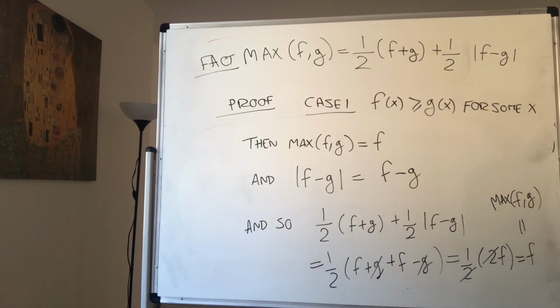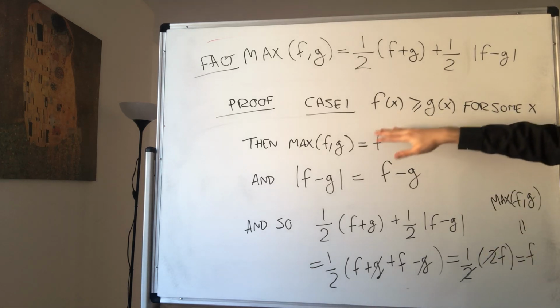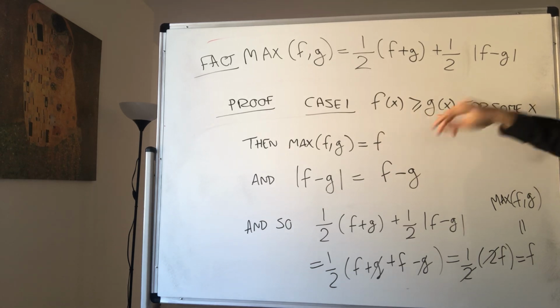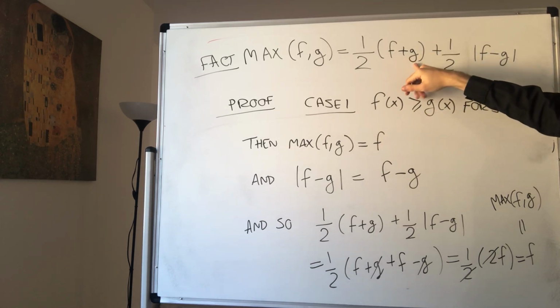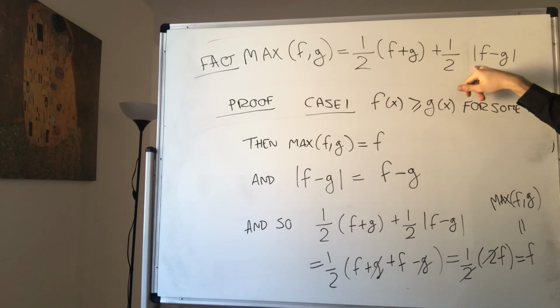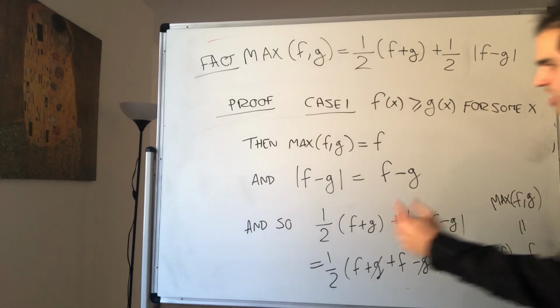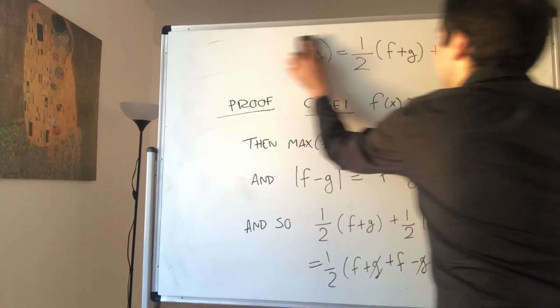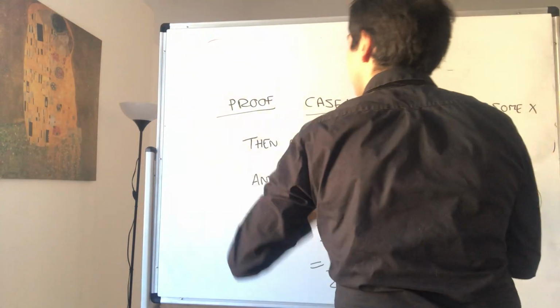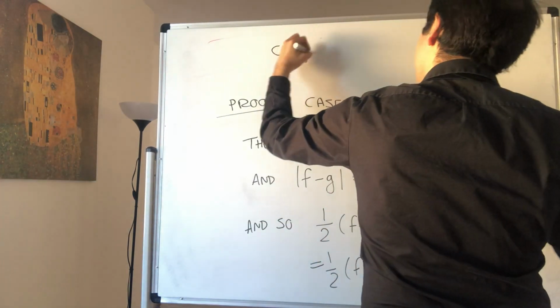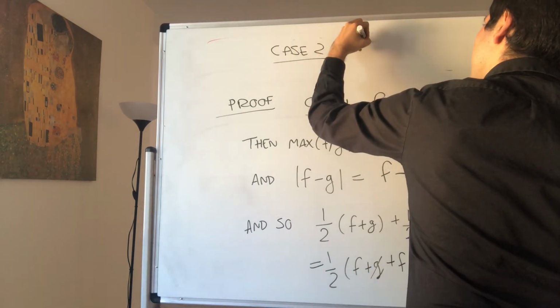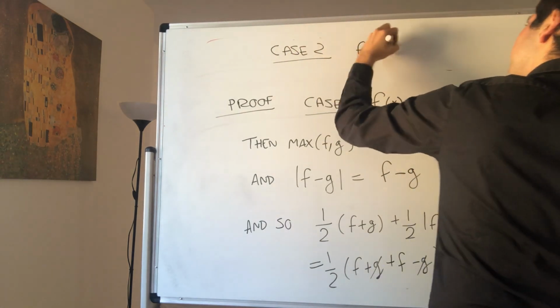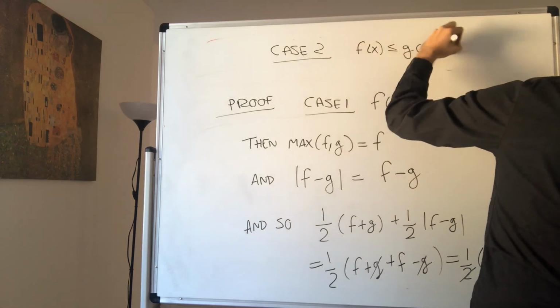And for the other case, it's entirely similar. If, let's say, g is bigger than f, then we get 1/2 f plus g plus g minus f, and that simplifies to g, which is the maximum. So case 2: if f of x is less or equal to g of x, then it's similar.